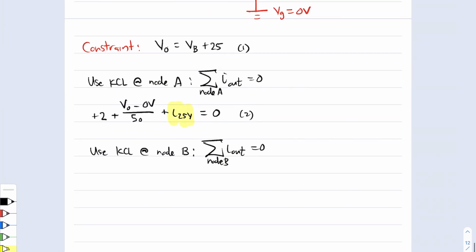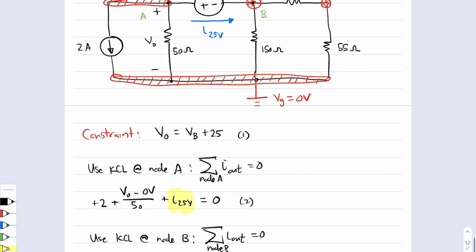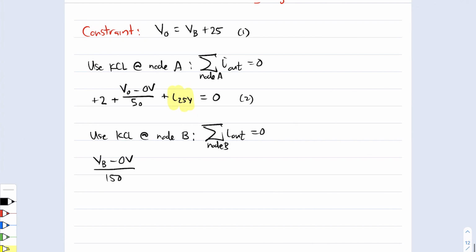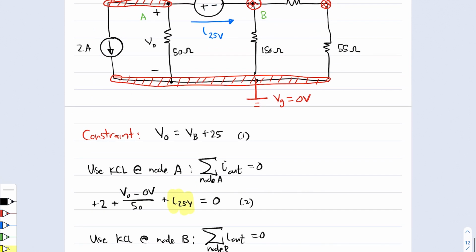So first we have VB minus 0 volts through 150 ohms. That's this current. Then we have a current that's flowing through, notice that this resistor and that resistor are in series. They go from VB all the way down to the ground node, flowing through the series sum of the 20 plus the 55 ohm resistor. So we have plus VB minus 0 volts, and it is the series sum of the 20 plus 55 ohm resistors.